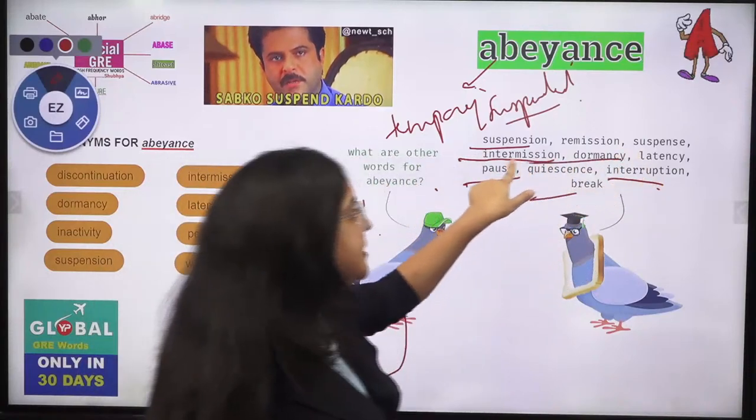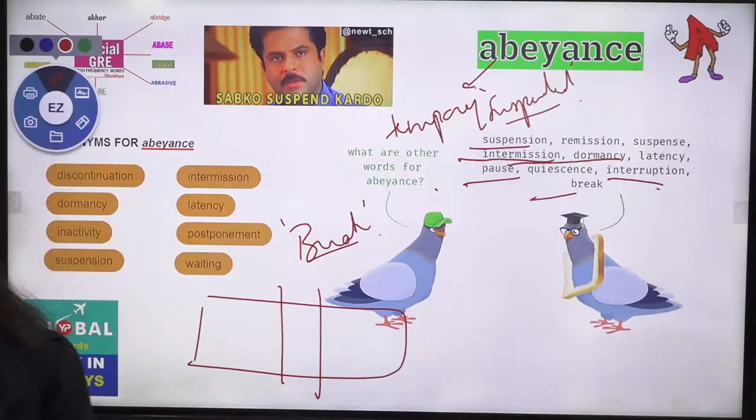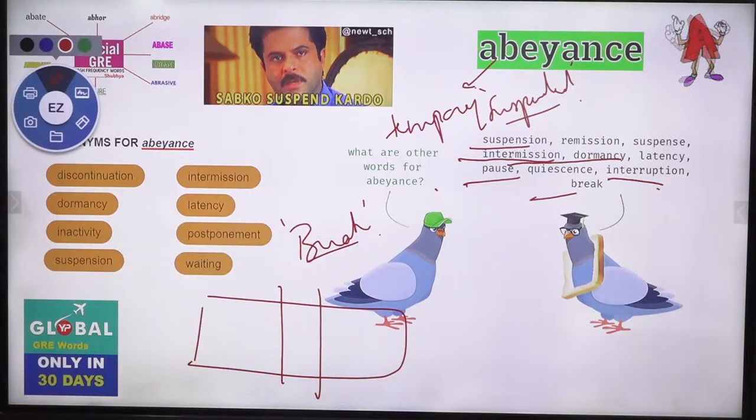So suspension happened, okay, intermission happened, some pause happened, break happened, interruption happened, dormancy, suspense, remission. Learn at least one or two words from here, and next you can do is, aap sirf do words har cheez ki yaad rakho, right? So two words are sufficient if you are doing it, and rest you can leave it out. Okay, so two words for it and then you can make a note of it.